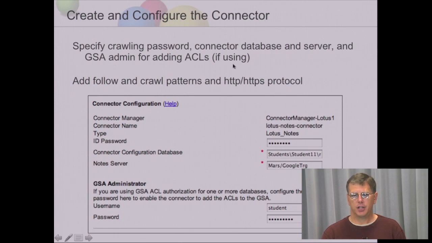The last thing we want to look at is the connector configuration page inside of the admin console. Here you'll specify the user password that's going to run the local Lotus Notes client API to make calls into the database. So you have to know that password of that user. We'll have the location of the connector database that we installed and which Notes server we installed it into. And then we also have to provide the admin console user ID and password if we're going to use ACLs, so they can be injected using the ACL API.